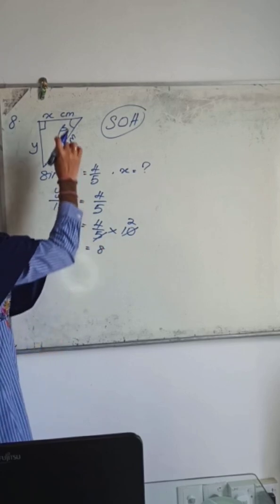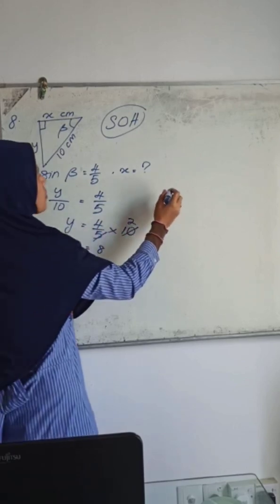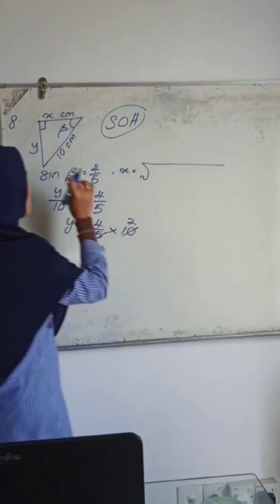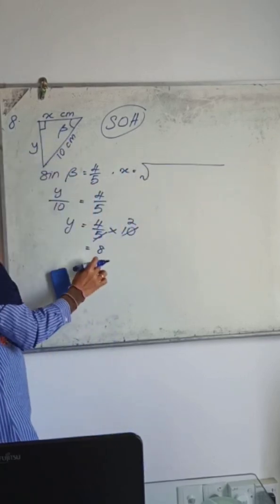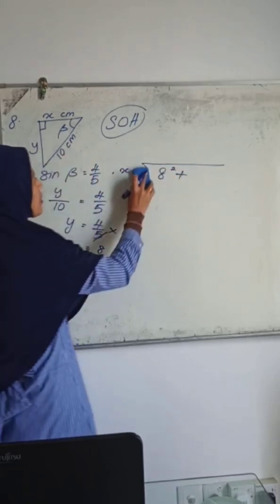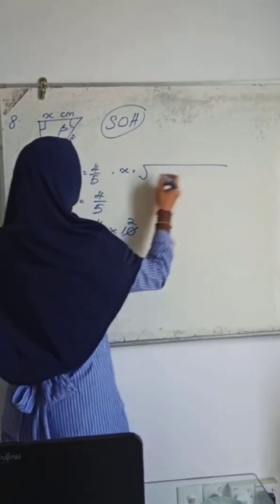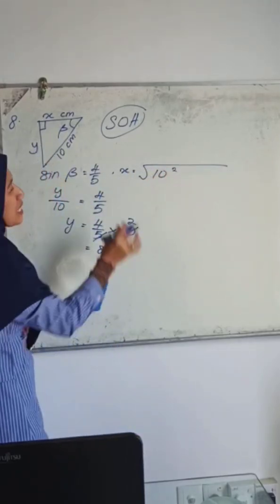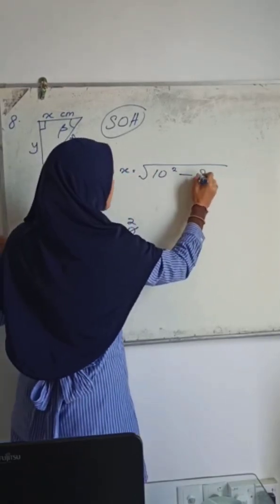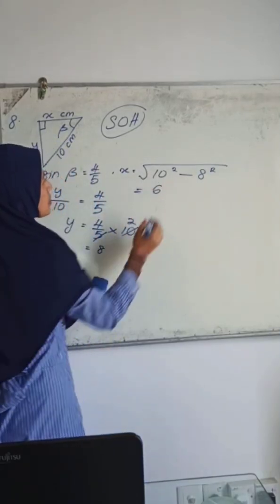Alright, so to find the value of x, we can use Pythagoras theorem. So x is equal to square root of 10 squared, hypotenuse, minus y squared, which is 8 squared. So we can get 6.